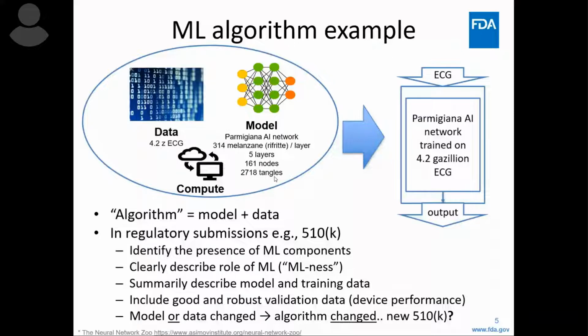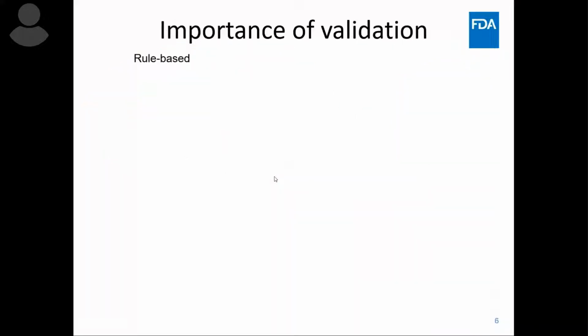It's in particular important to remember that if you change the model or the data, or if you retrain, we consider this an algorithm change. You may or may not need to submit a new submission. That's defined by some guidances, and we can just talk about it briefly later on. I say that it is important to have a good validation.